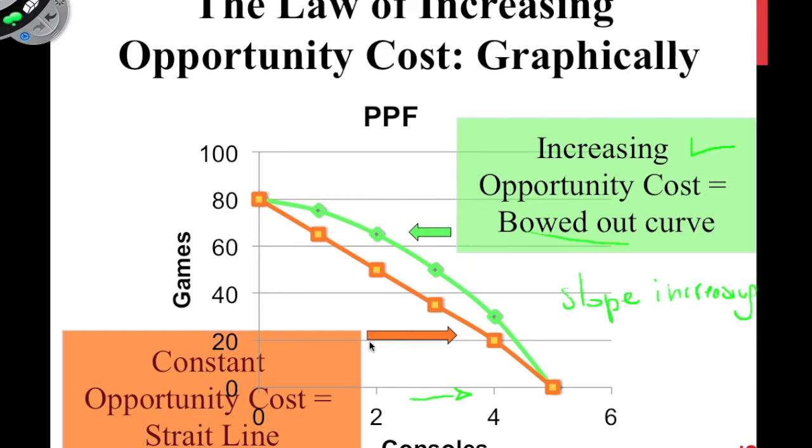To contrast this with a constant opportunity cost situation, the line would be straight because the slope would stay the same. It would not be changing, and you would have a straight line. And the reality is closer to something like this, because in reality, increasing opportunity costs do exist.